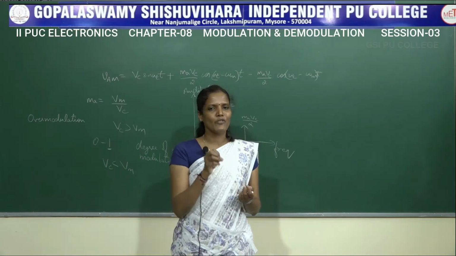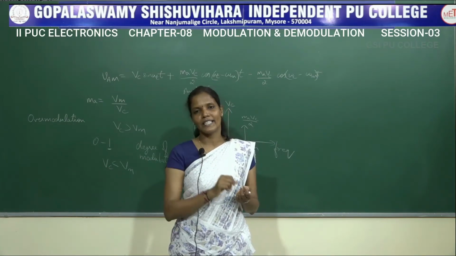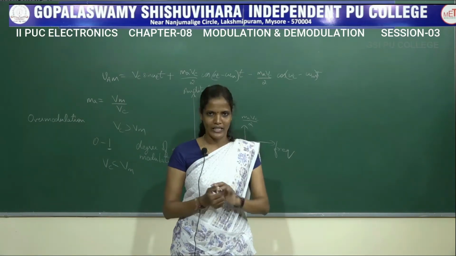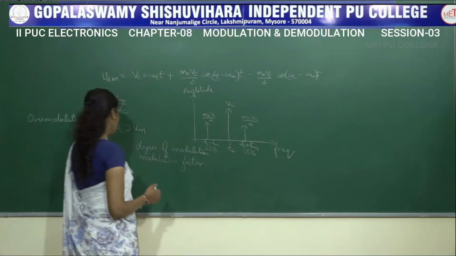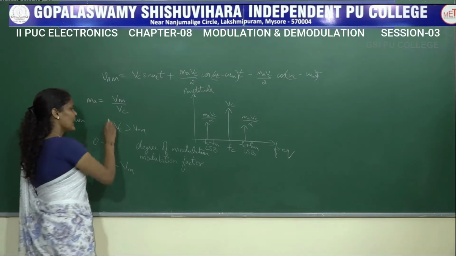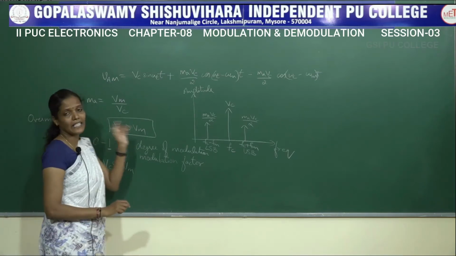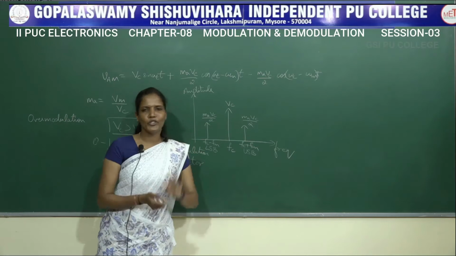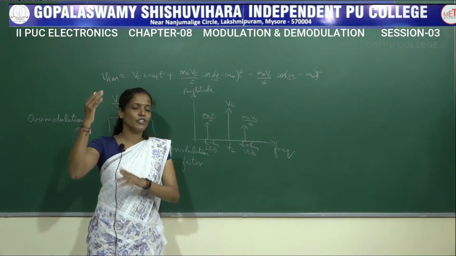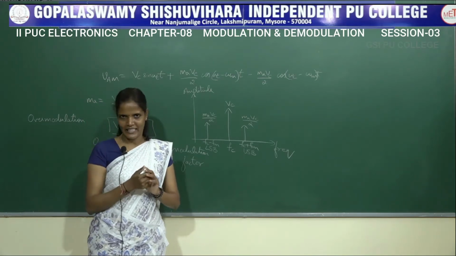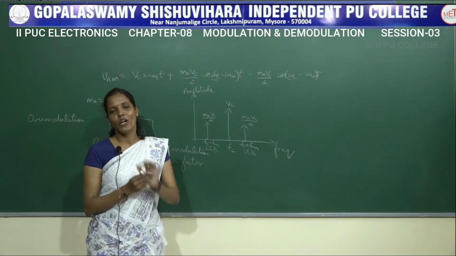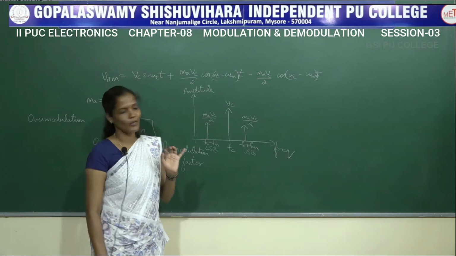If the amplitude of a modulating signal is more than the amplitude of a carrier signal, then there will be distortion in the amplitude modulated wave, and that type of modulation is called over modulation. So for proper modulation, we have to make sure that Vc is greater than Vm. In amplitude modulation, the amplitude of a carrier signal increases during the positive half cycle of a modulating signal, and its amplitude decreases during the negative half cycle of a modulating signal.